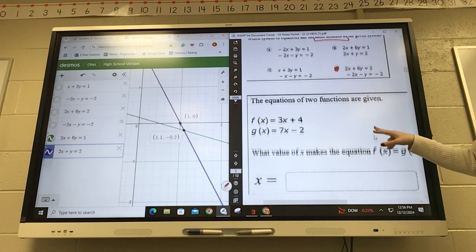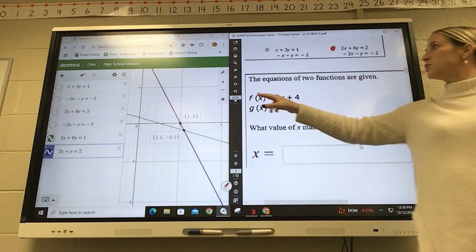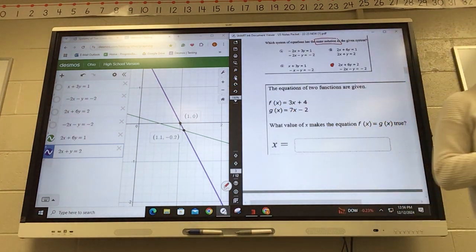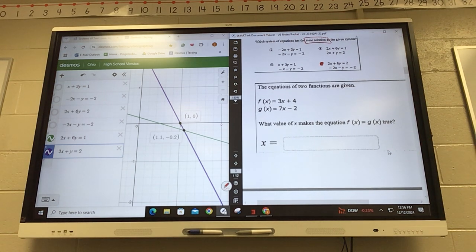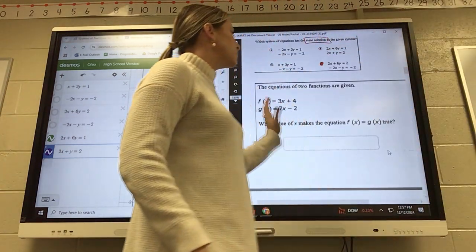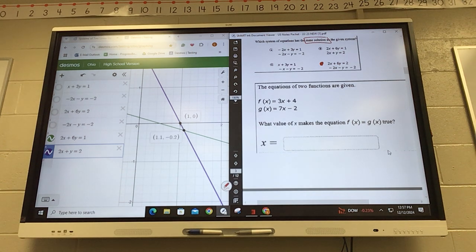Okay. The next one. The EOC loves to give you easy questions, but word them very challenging. And that is a good example of this one right here. The equations of two functions are given, and it gives you an f of x and a g of x. And then what value of x makes the equation f of x equal to g of x true? Now, if this were a test at the end of the year and we weren't in the middle of our systems unit, you may not recognize this as a system. You would just be like, what the heck is it trying to ask me?